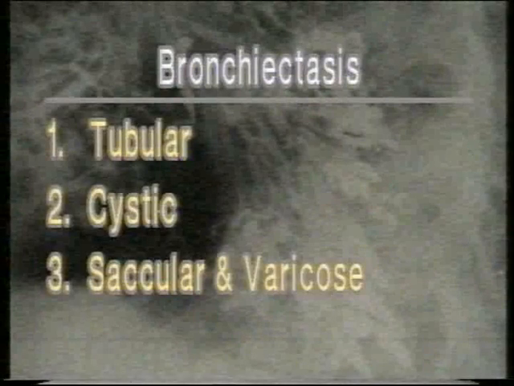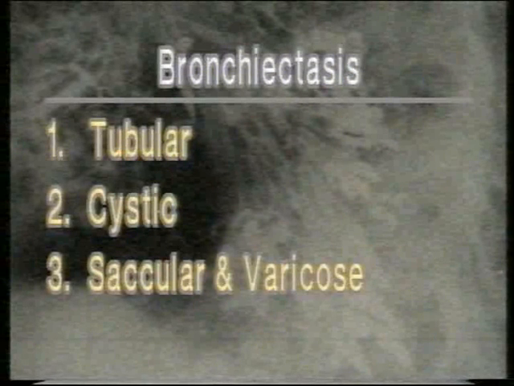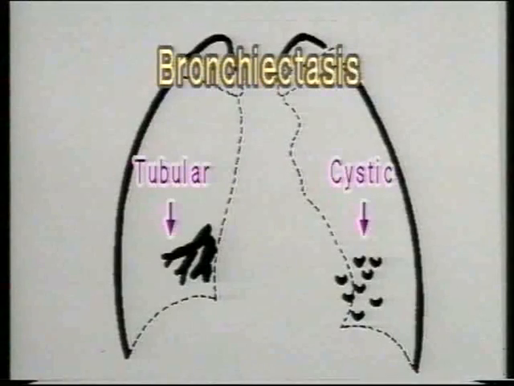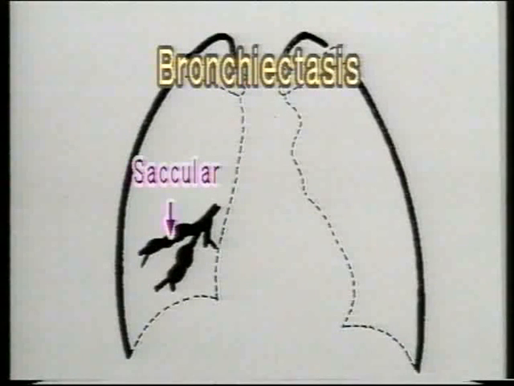There are 3 types of bronchiectasis seen on bronchogram: tubular bronchiectasis, cystic bronchiectasis, and saccular and varicose bronchiectasis. In tubular bronchiectasis, the bronchi are dilated uniformly and have parallel walls. In cystic bronchiectasis, the bronchi are dilated like balloons, giving cystic areas 1 to 2 centimeters in diameter. And in saccular bronchiectasis, the bronchi show areas of widening interspersed with constrictions, giving a varicose or corkscrew appearance.